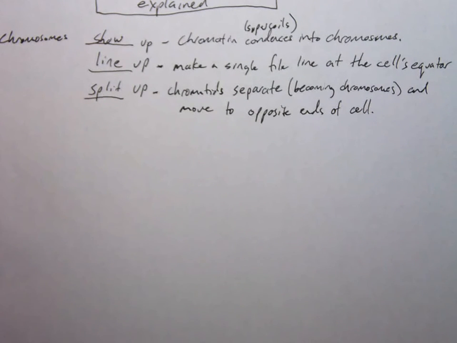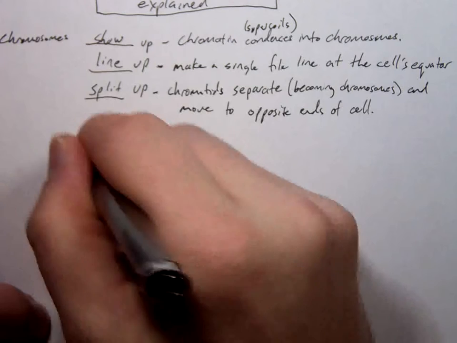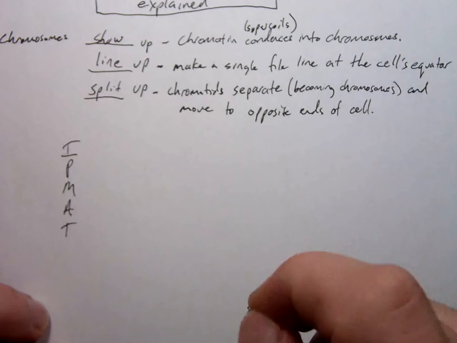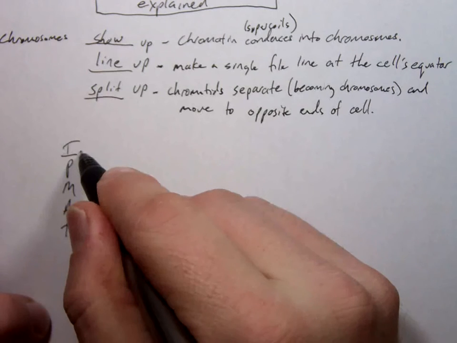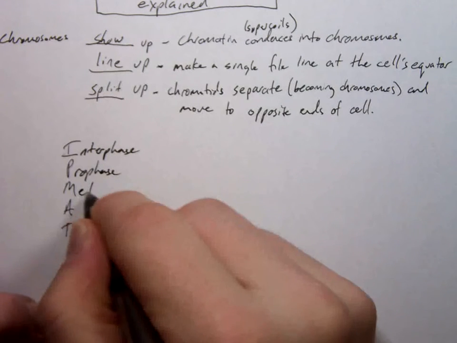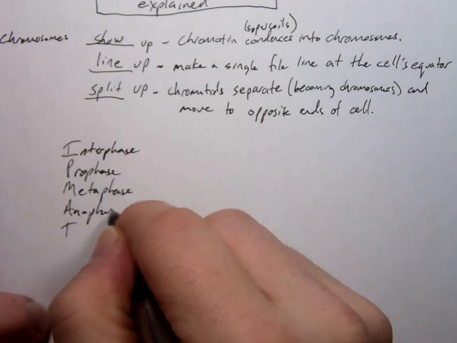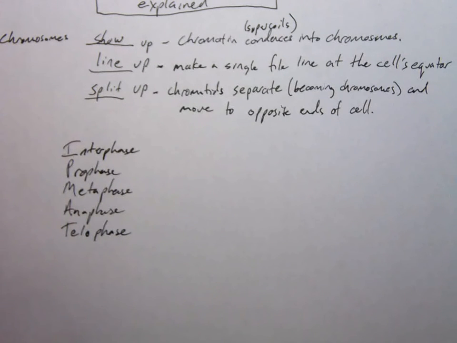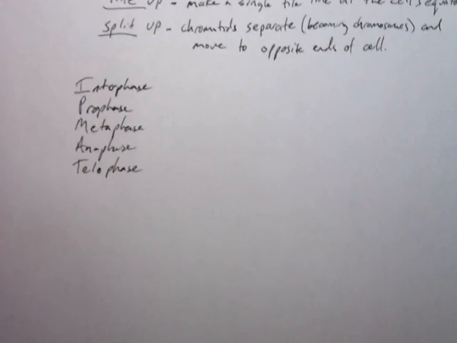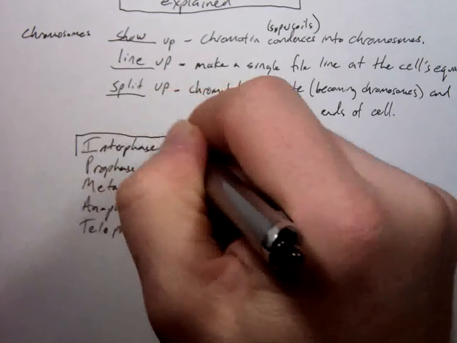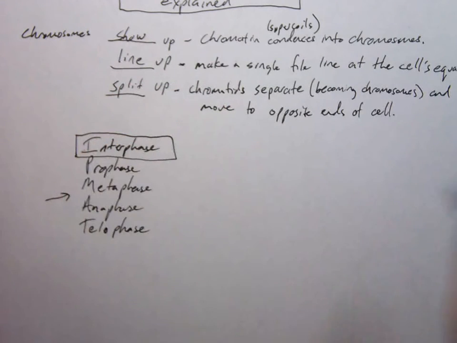Now, we have phases and names. And it was IPMAT, or I poop more after Thanksgiving. Okay. First was interphase. Prophase, metaphase, telophase. Okay? Those were the phases. So, let's take a look at each of these. Interphase sometimes doesn't even really count. I don't know that I'd necessarily count it. This is most of a cell's life cycle here. PMAT is actually mitosis.